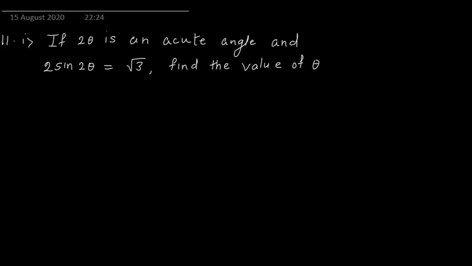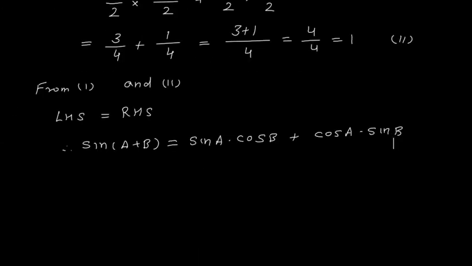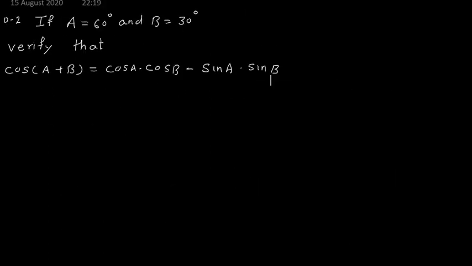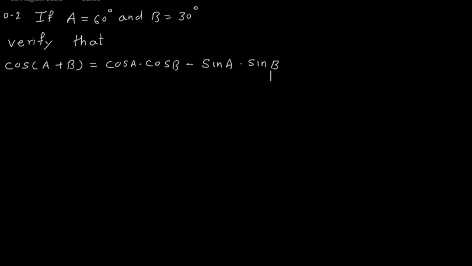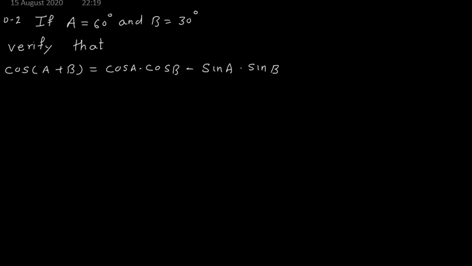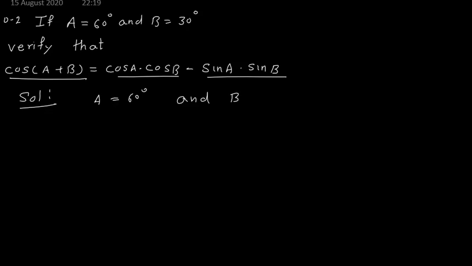Now the next problem: if a is 60 degree and b is 30 degree, then we have to verify cos a plus b is equal to cos a cos b minus sin a sin b. Now you can give a try by yourself. A is 60 degree and b is 30 degree. Okay, pause the video, solve it and then see the solution.